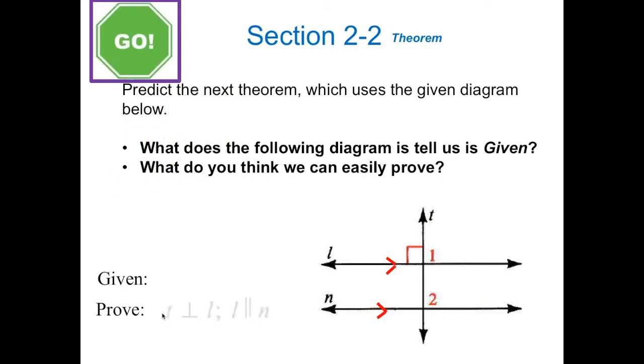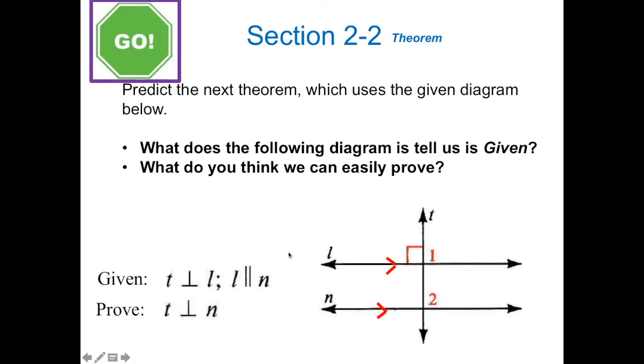Okay, let's put in our given here. We got t. Okay, so t is perpendicular to n. So t perpendicular to L, t perpendicular to L, and L parallel to n. Then what do you think? We haven't said anything about line n really, or another thing we can say about line n. Well, line n is also going to be perpendicular to t. There we go, right there.